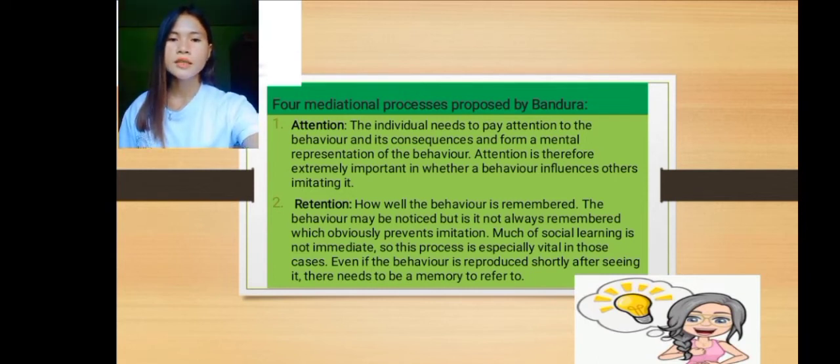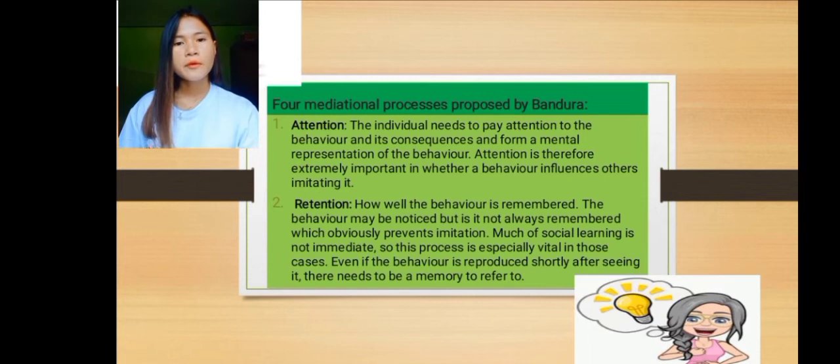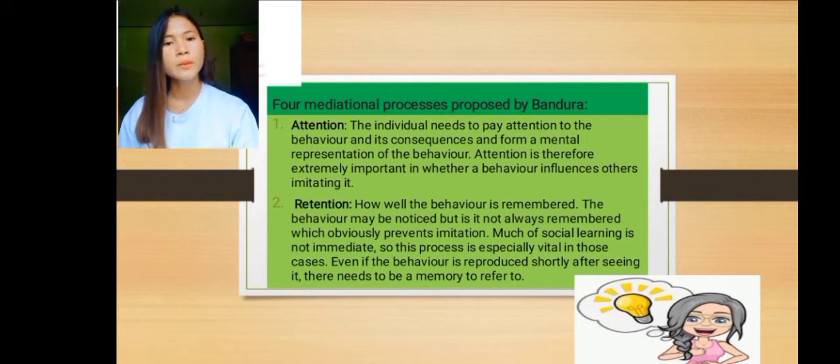So second is retention. So when we say retention, it is how well the behavior is remembered. The behavior may be noticed, but it is not always remembered, which obviously prevents imitation. It is important, therefore, that a memory of the behavior is formed to be performed later by the observer. So much of social learning is not immediate. So this process is especially vital in those cases. Even if the behavior is reproduced shortly after seeing it, there needs to be a memory to refer to.